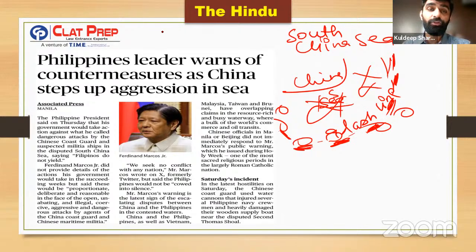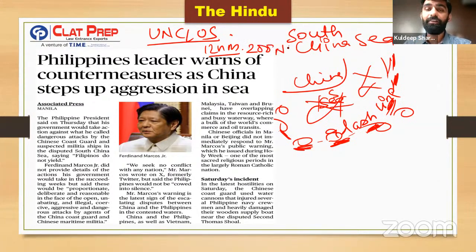There is the United Nations Convention on the Law of the Sea. As per it, distance in sea is measured in nautical miles. Up to 12 nautical miles, there is territorial sea, and up to 200 nautical miles, there is the exclusive economic zone. But this nine-dash line region is beyond this 200 nautical miles.